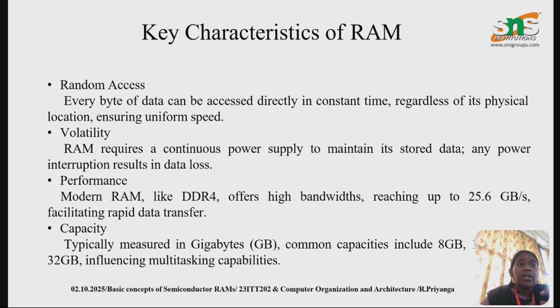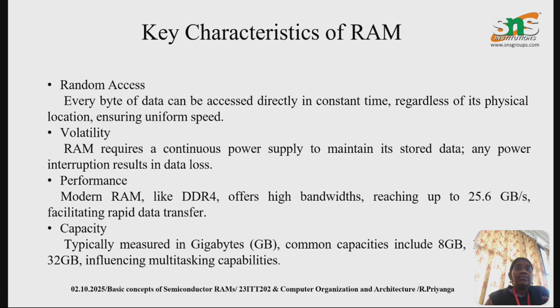Okay, then we see the random access. Random access allows the computer to access any byte of data directly and instantly. This means no matter where the data is physically located in memory, it takes the same amount of time to reach it. This results in faster and more efficient processing. Then volatility. RAM is volatile, meaning it needs a continuous power supply to keep the stored data. If the computer shuts down or there is a power cut, all data in RAM is lost. RAM cannot be used for long-term storage.